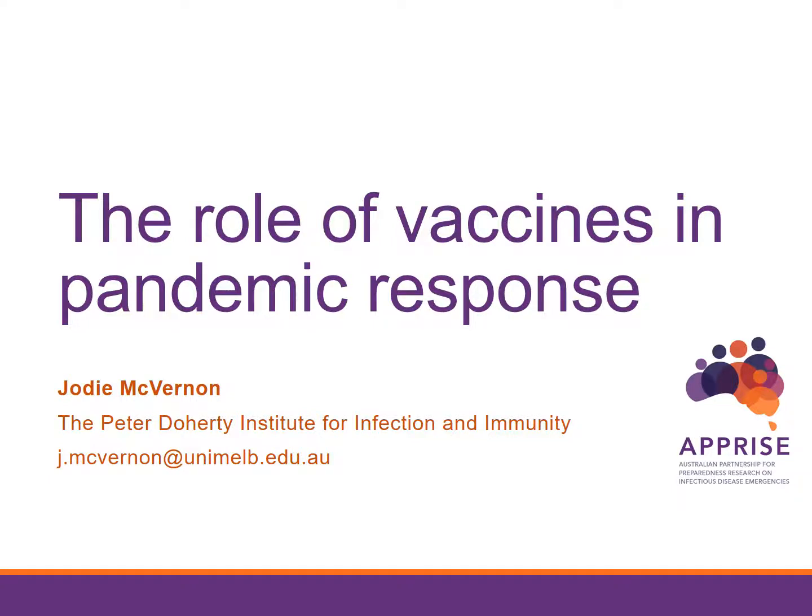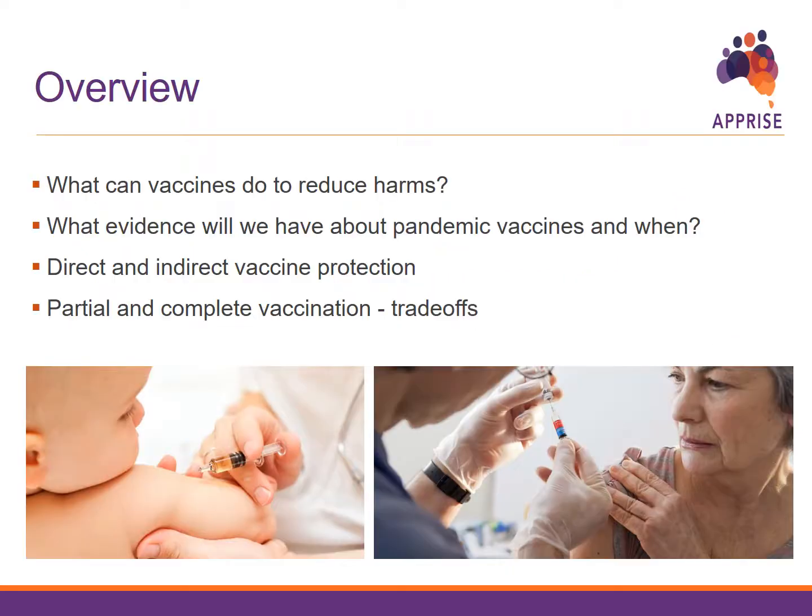This presentation focuses on the role of vaccines in pandemic response. We will talk through four main themes. Firstly, what can vaccines do to reduce harms in a pandemic? What evidence will we have about pandemic vaccines to know that they're safe and effective? And when will we know this?